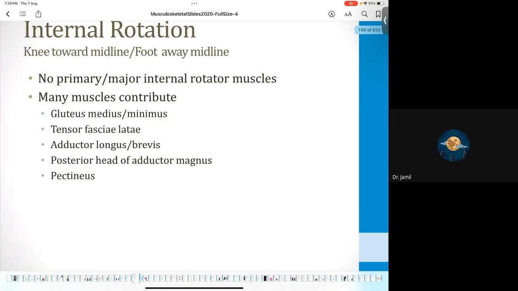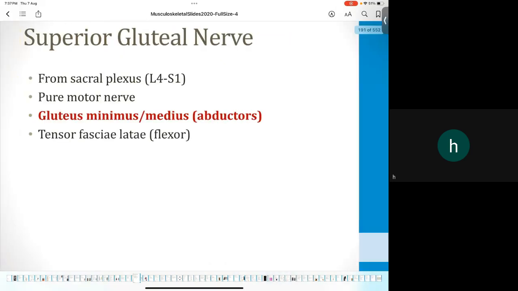For internal rotation, which muscles do we have? Gluteus medius, gluteus minimus, and tensor fasciae latae are not the primary muscles, but a group of muscles acting together can lead to internal rotation. So we do not have specific muscles in the hip joint for internal rotation. But some parts of your gluteus medius, minimus, tensor fasciae latae, adductor magnus and brevis, the posterior head of adductor magnus, and pectineus can help in internal rotation. If you are using all of them combined, you can have a massive amount of internal rotation there, right?